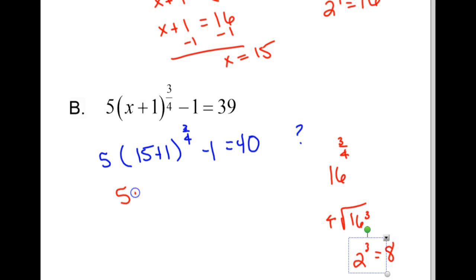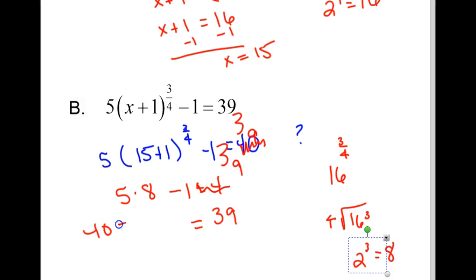So I get 5 times 8 minus 1. Does that equal, ooh, this should be 39. Whoops, that should be 39. So does 5 times 8 minus 1 equal 39? It does. I end up with 40 minus 1. So I can say that x equals 15 is the solution to that equation.